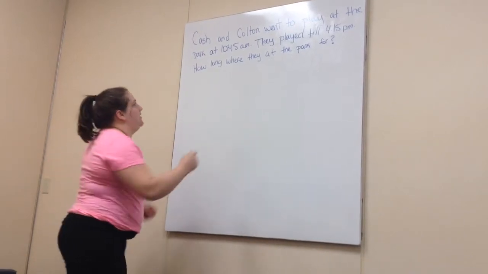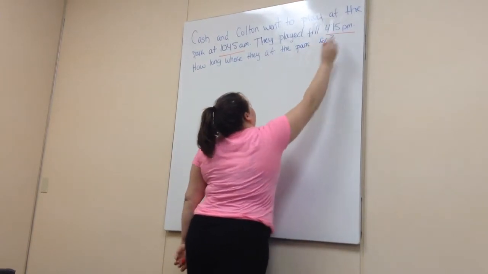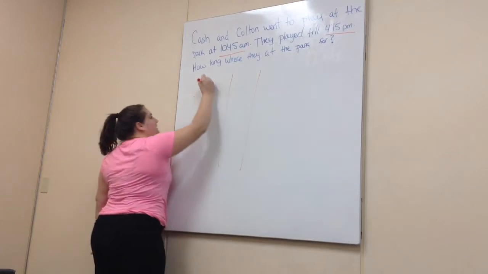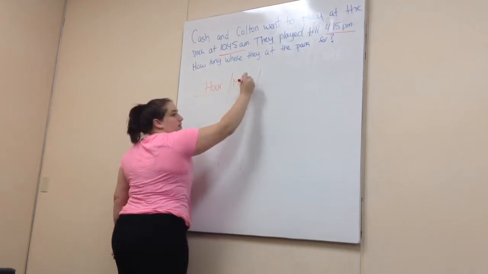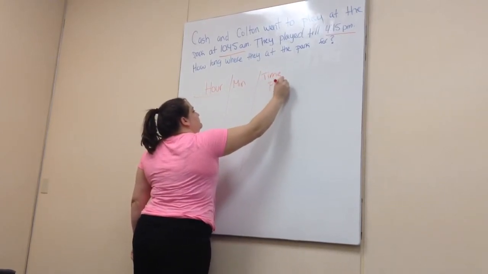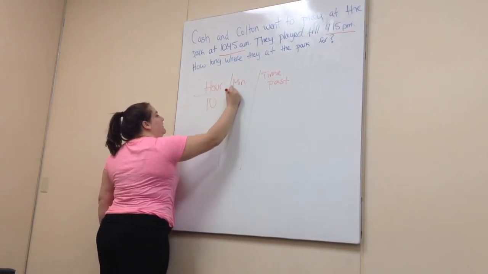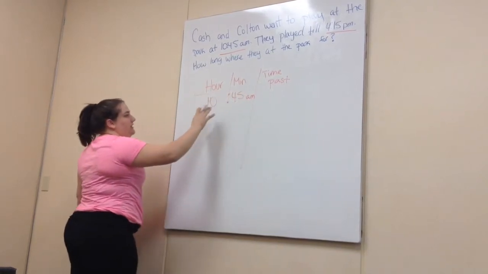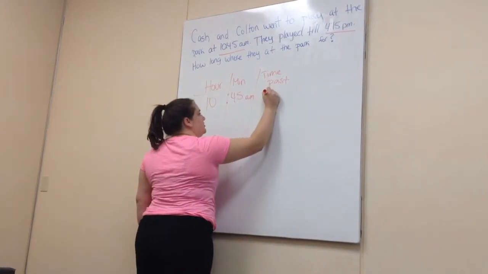So what we're going to start off with is the 10:45, and then we want to reach 4:15. So we're going to do our chart. We're going to have hour, minute, and time passed. So we're going to start with 10:45 a.m. And this is to make sure that in case we do need to go to p.m., at least we know the difference. So that's going to be our start time.